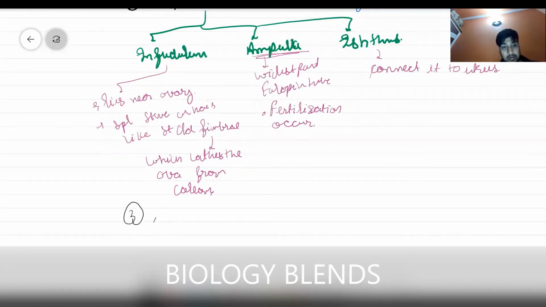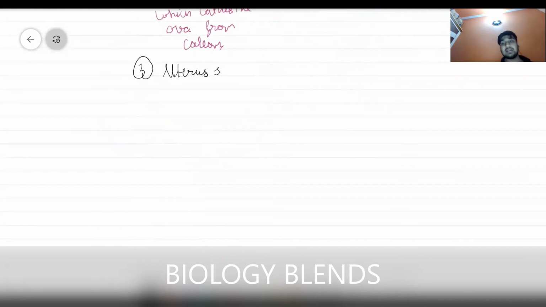Third is the uterus. The uterus has two parts, body and the fundus. Here the implantation of the baby occurs.